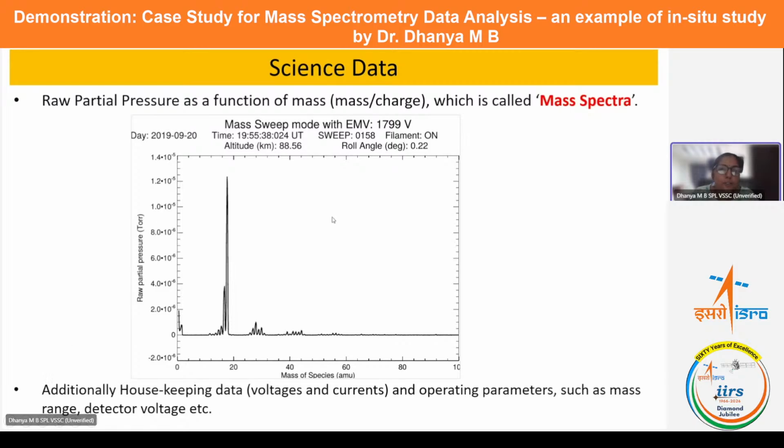Then in addition to this raw partial pressure, we get in the data housekeeping parameters. As I was mentioning, there is a filament, and we apply voltage across a quadrupole rod, etc. So filament voltage and filament current are important parameters, because only if the filament is healthy will ionization happen. That is the starting point of the measurement. And there are several operating parameters, like we can choose the mass range, we can change the detector voltage. These data also come along with the science data.